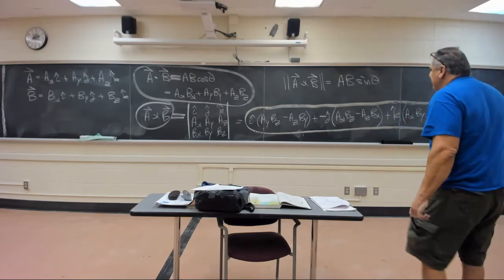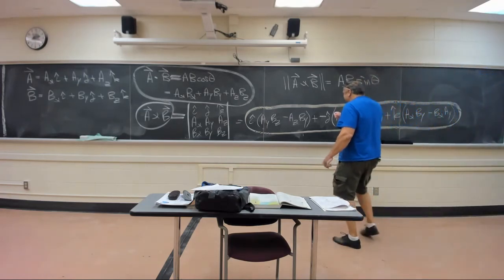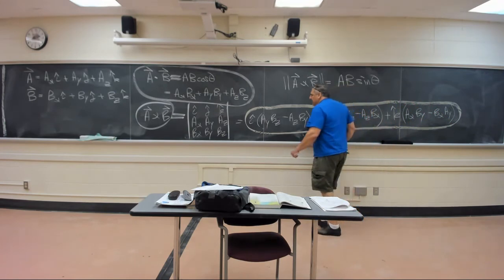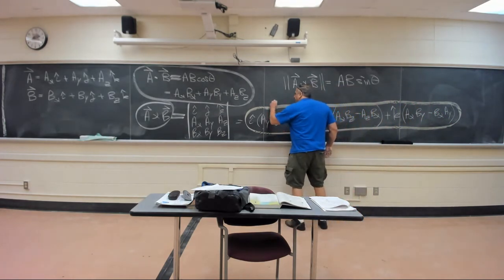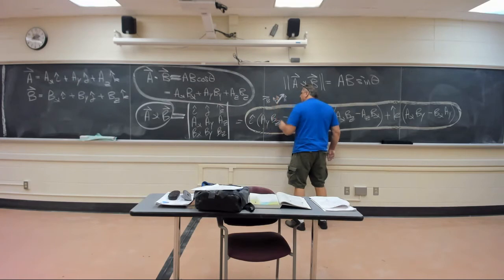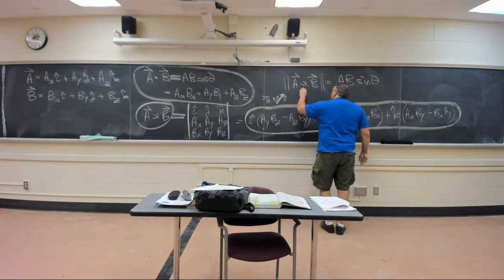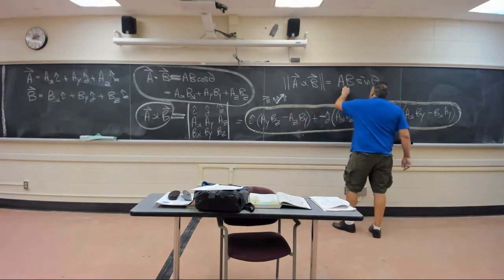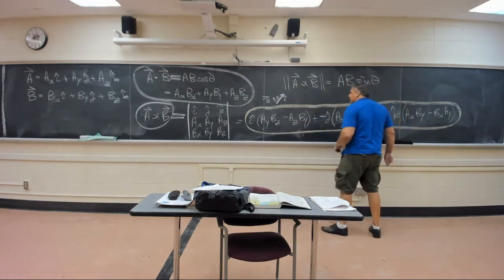AB sine theta is the size of this thing, and this is how it's oriented. So if A vector was this way, and B vector was that way, and this is theta, the size of this times the size of that times the size of theta will give you the magnitude of A vector cross B vector. So it's just AB sine theta, like I just said.